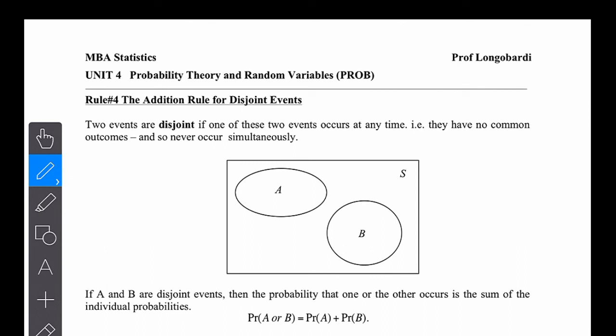Rule number 4. We saw this yesterday too, but I didn't refer to it as the rule, but here I will. Rule number 4 is the addition rule for disjoint events. Remember this graphic, this Venn diagram for disjoint events. Remember, disjoint events are not complementary. It means they don't fill the whole space. Either A, B, or something else can happen. If this is the case, then if you wanted to know the probability of A or B happening, all you have to do is add them. It's very, very straightforward.